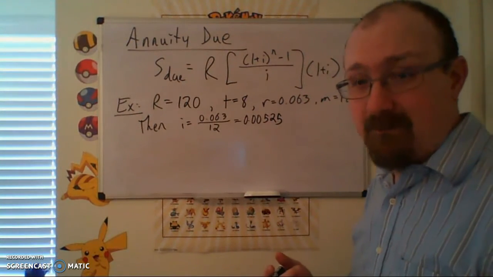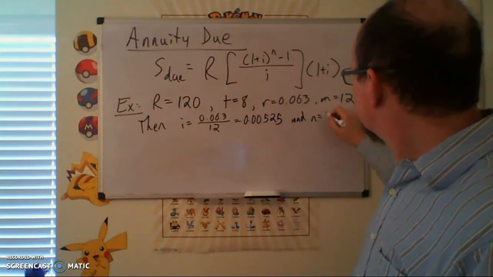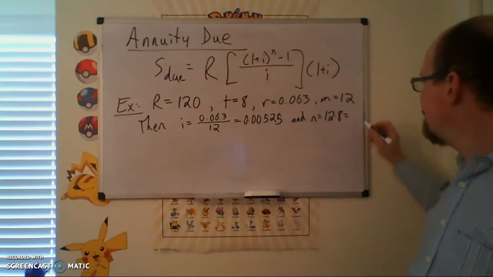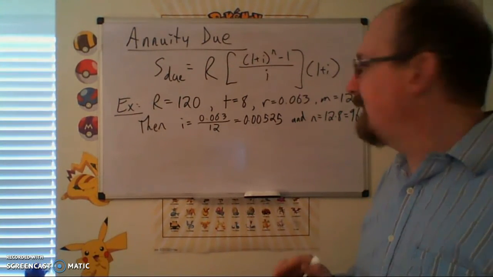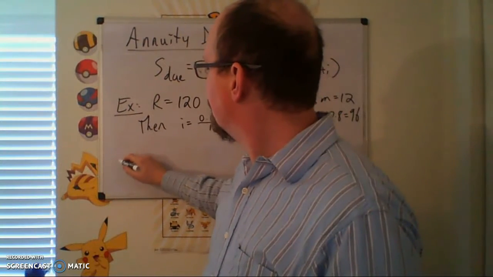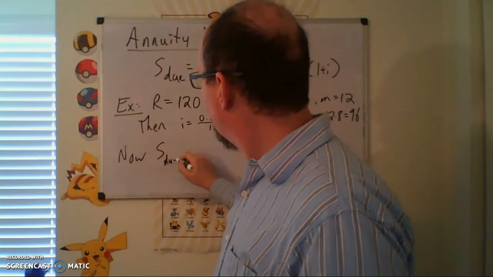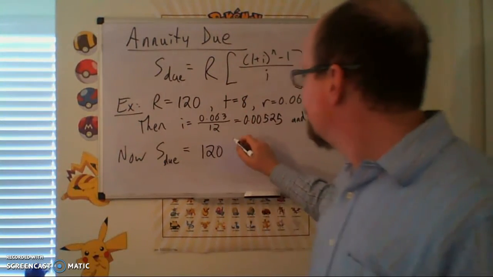So I don't have to round anything off. I'm just going to carry around more decimal places. We have 12 payments per year times 8 years. That's 96 total payments that are being made. So we fill in the blanks. R is 120.